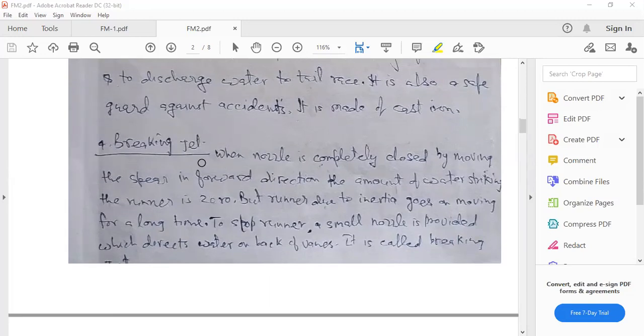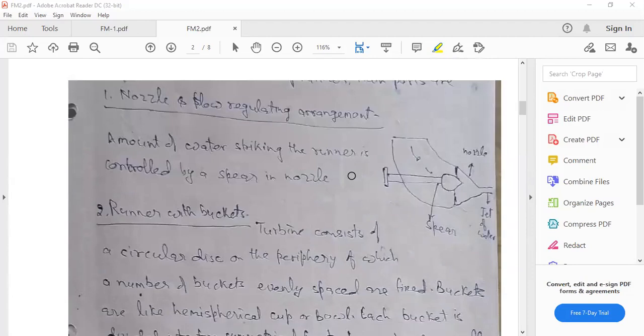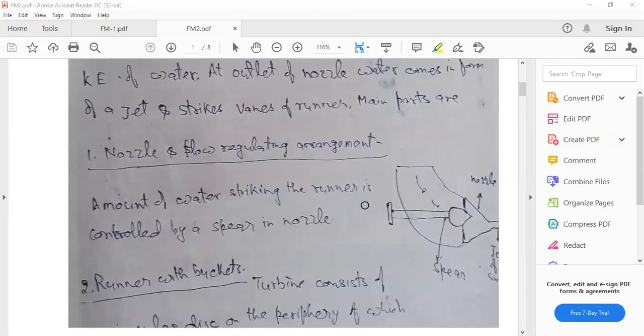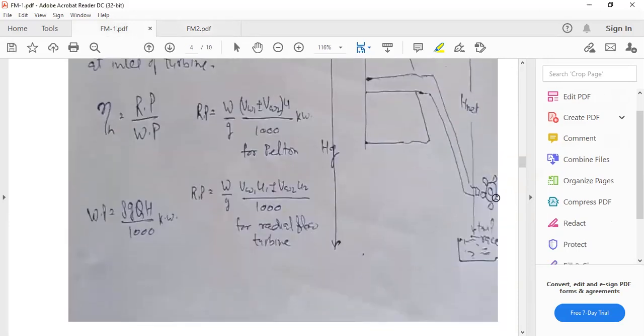So this is casing. Now the last part is the braking jet. See, what is a braking jet? When the nozzle is completely enclosed by moving the sphere in forward direction, you can see it from here. Suppose we move this sphere from left to right. When the sphere comes here, the flow of water must be stopped, and when flow of water is stopped, the vanes which were moving must be stopped immediately.